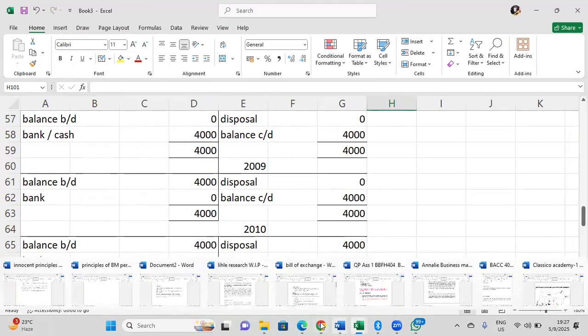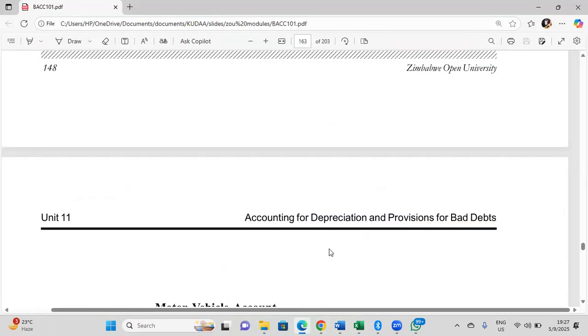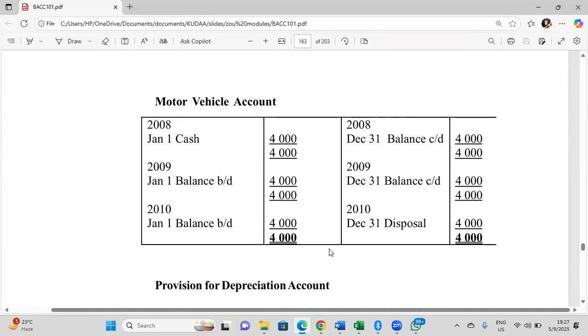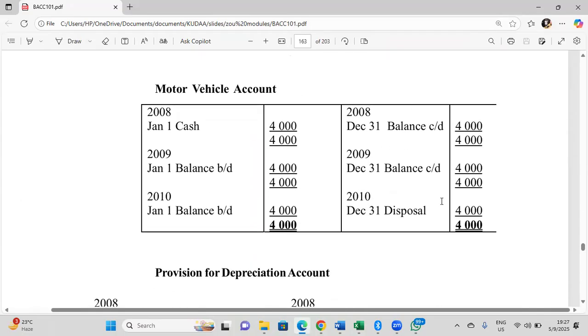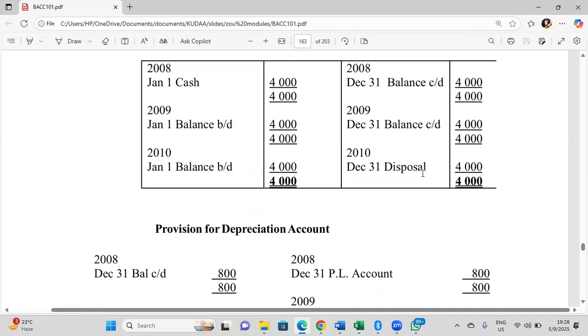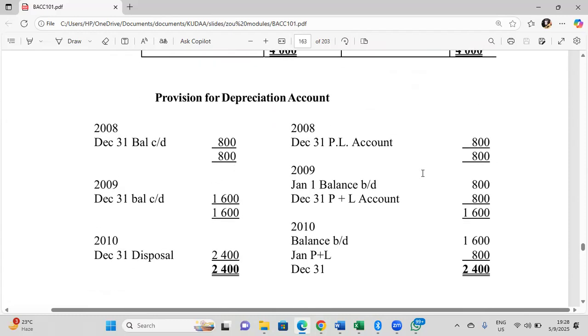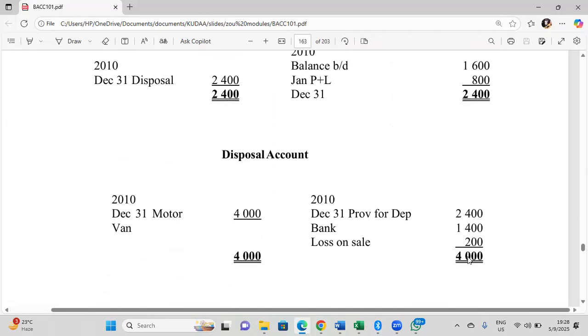Okay, so if you check, that is their answer. So our asset account, we have prepared the asset account. Now I've done this with you so that when you are revising, you can go and refer back. I think for the provision, they have used the straight line only, but we have used both the straight line and the reducing balance. The disposal account is the same account we prepared.